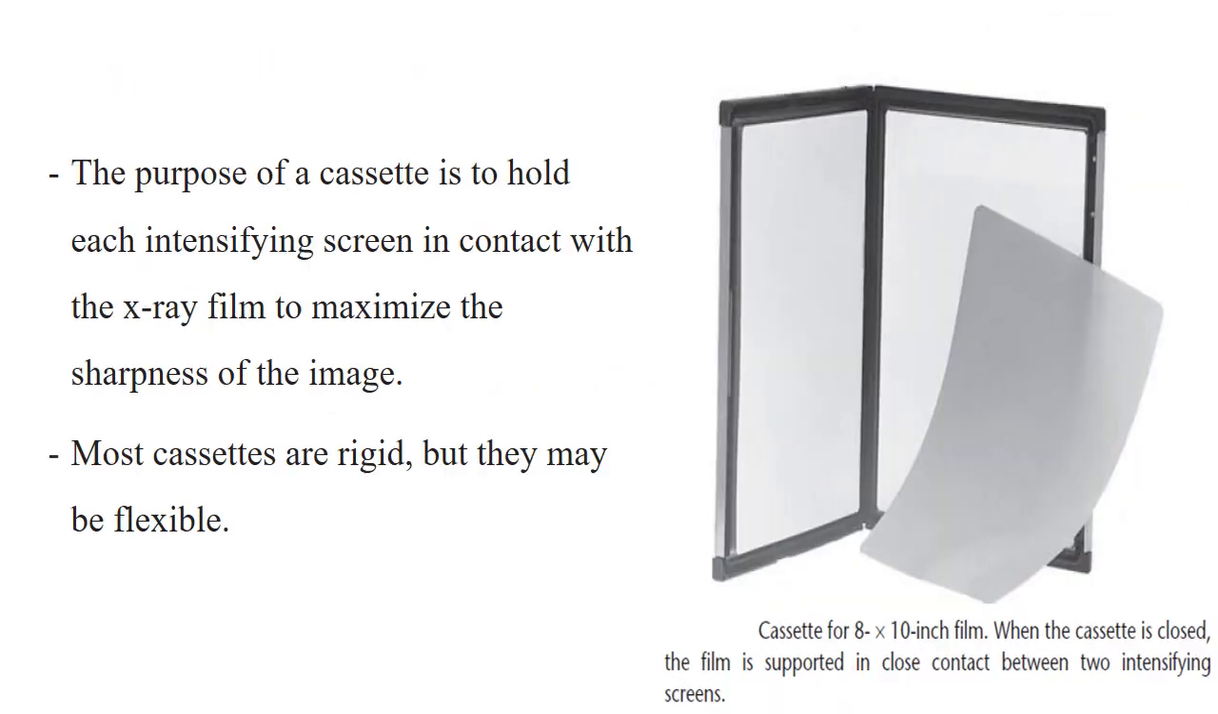The purpose of a cassette is to hold each intensifying screen in contact with the X-ray film to maximize the sharpness of the image. Most cassettes are rigid, but they may be flexible. This is the diagram showing a cassette for 8 by 10-inch film. When the cassette is closed, the film is supported in close contact between two intensifying screens.